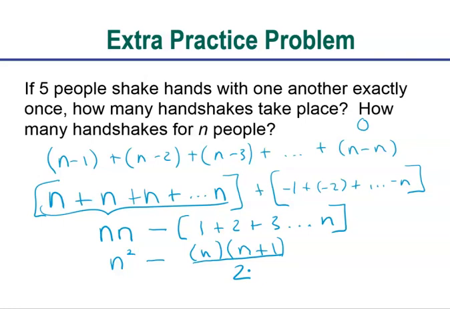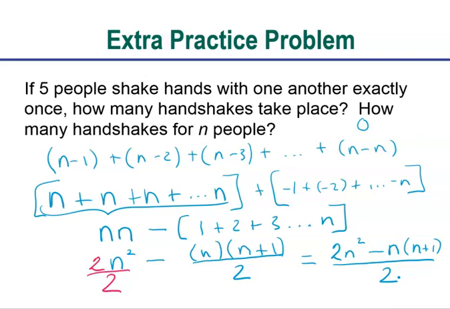Now, there's some algebra that goes along with simplifying what we've got going on here. The first thing I want to do is add these together. I can't without a common denominator, so watch this. I'm going to multiply by 2 over 2 right here. Now I have a common denominator of 2. Next thing, I'm going to write this as a single fraction. So this is 2n squared minus n times n plus 1, divided by 2.